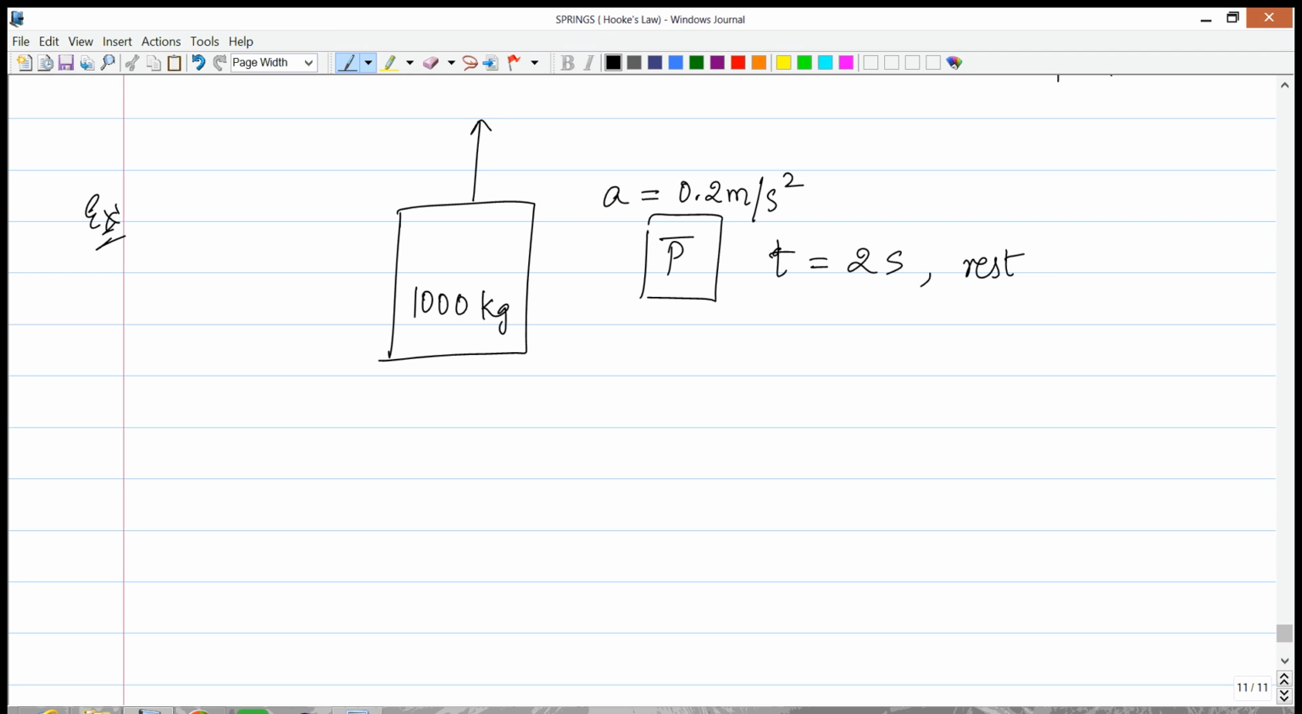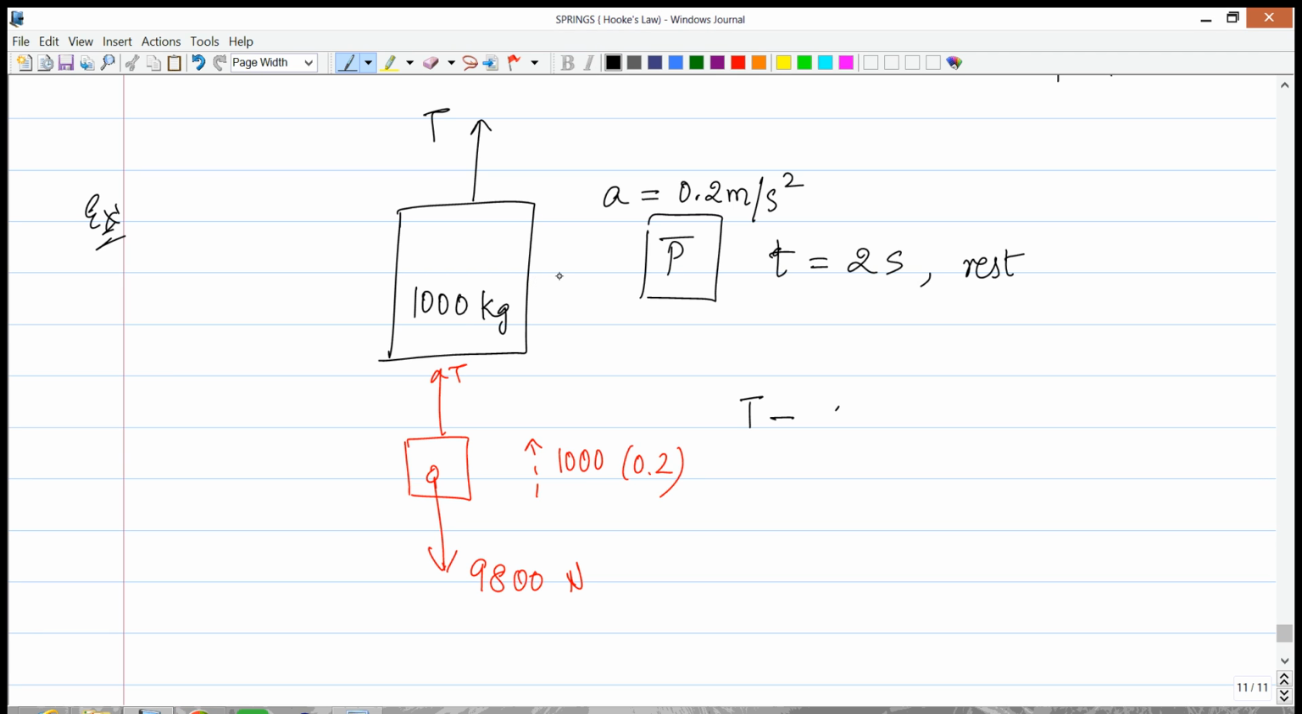In order to figure this out, we first need to figure out the tension in the cable. Since it's accelerating up, we know how to do this. We've done this a lot when we were dealing with forces. So let us begin by drawing a free body diagram. I have 9800 newtons pulling it down, I have T pulling it up, and the result is 1000 times 0.2. So this gives me my equation for the force.